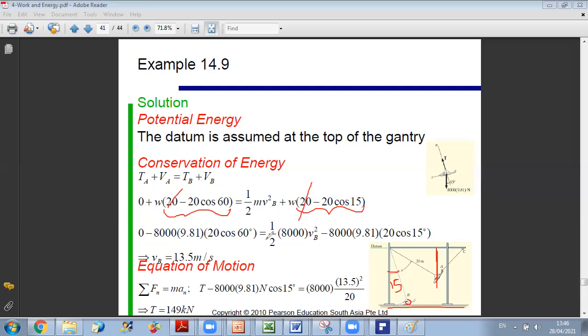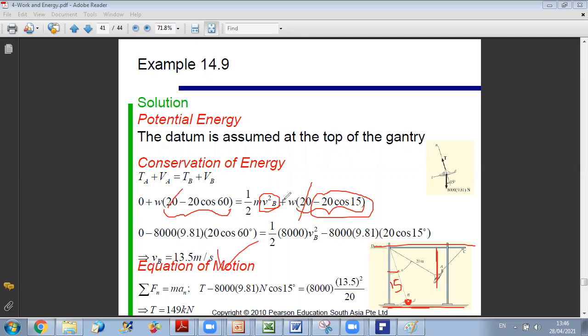Okay? Now, concerning B, as we said, if we take the floor as reference it will be mg times 20 minus 20 cosine 15. If we take the ceiling as reference it will be just minus 20 cosine 15 times W. Now, the only unknown in this equation is the velocity at point B. So I can just replace back and get the value of VB.